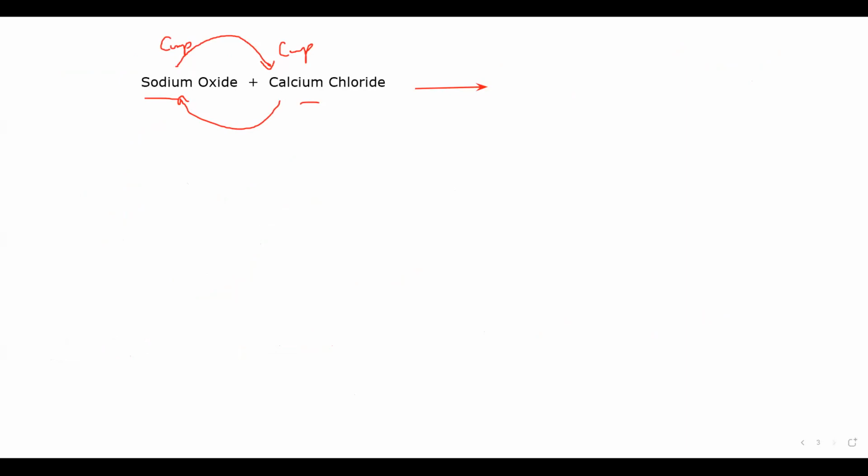Calcium will take the position of sodium, so the first product will be calcium oxide. What about the second product? The second product will be sodium chloride. So these are the two products formed when sodium oxide reacts with calcium chloride.